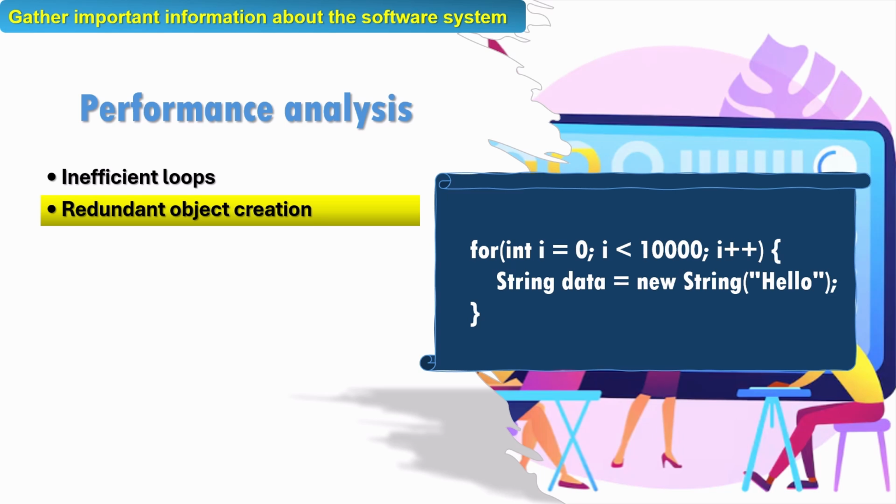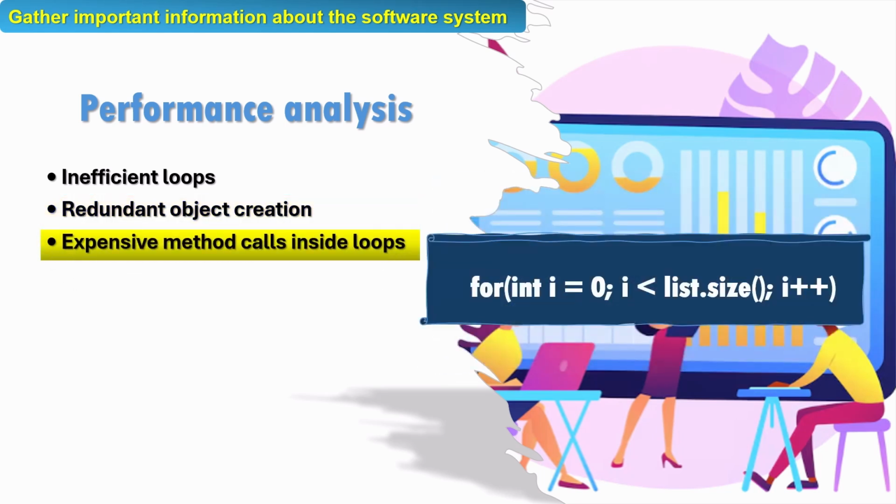For example, consider a loop that repeatedly creates unnecessary objects. In this example, a new string object is created during every loop iteration, even though the same value could be reused. This unnecessary object creation wastes memory and processing time. A static analysis tool may recommend optimizing the code by reusing the objects or moving the object creation outside the loop. Then expensive method calls inside loops, that is, heavy computation inside loops slows down the execution. This is another common issue that involves expensive method calls inside loops. For example, you can see this for loop.